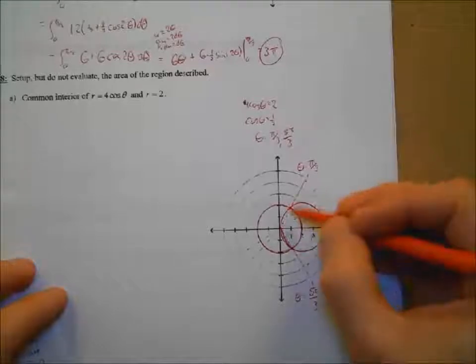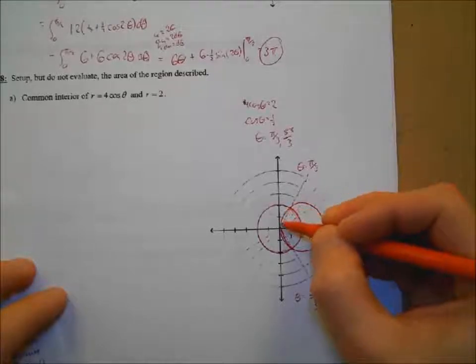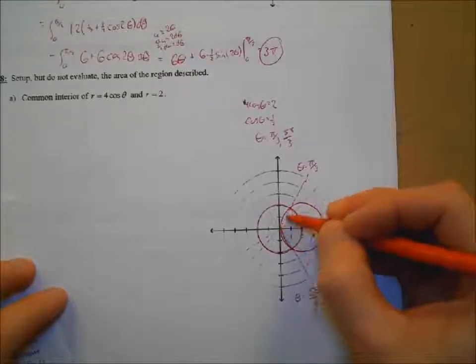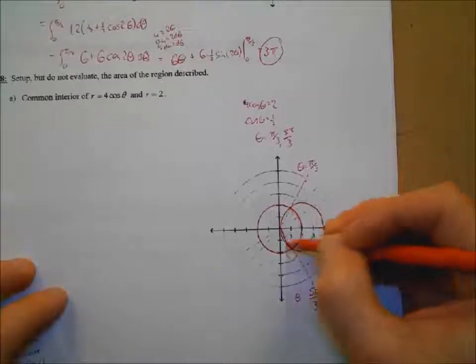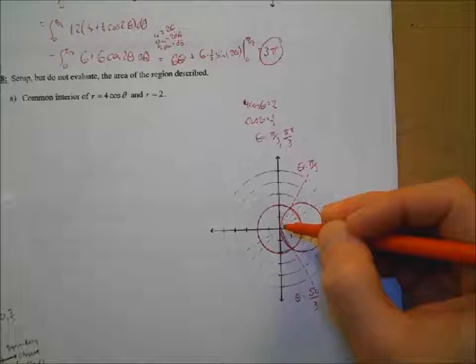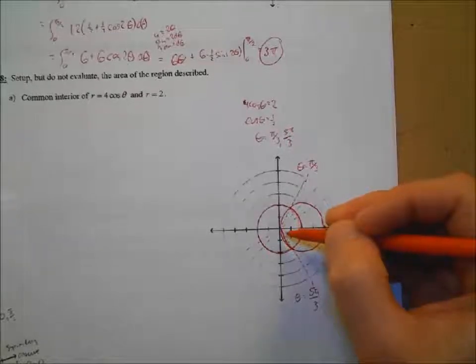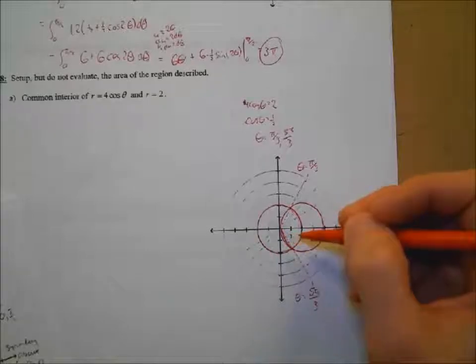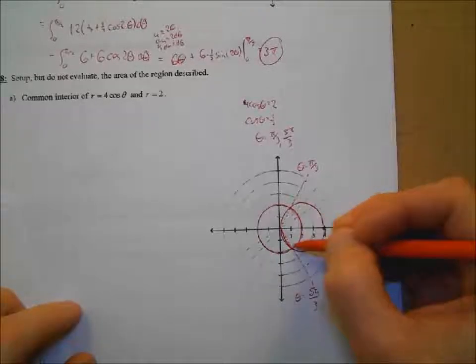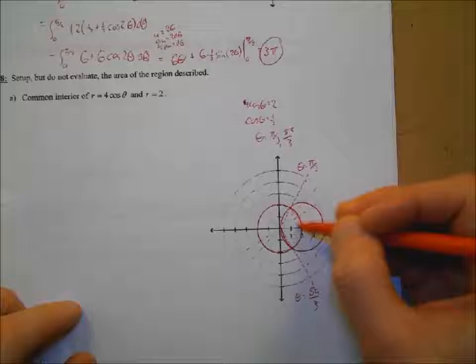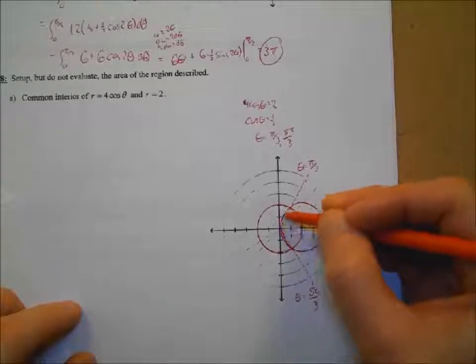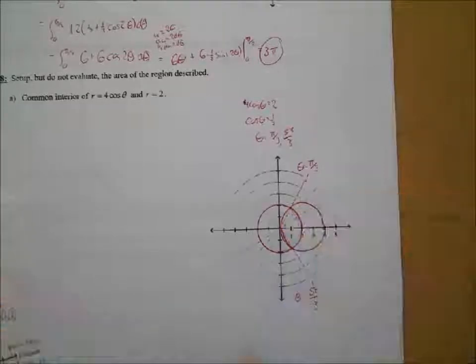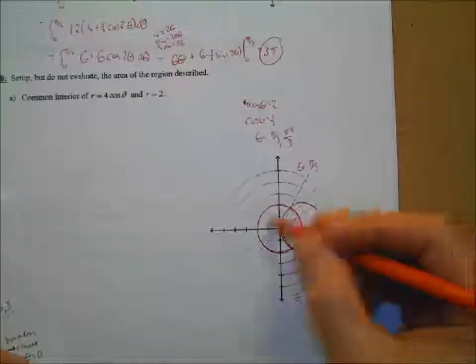But then we have this teeny sliver right here that goes beyond that pi over 3. And in that case, the outer curve is the 4 cosine theta. But again, still no inner curve. So in this case, we're actually going to subtract an outer area minus an inner area. We're just going to do the area of this wedge right here, and then add to it this teeny sliver right here. And again, I'm going to utilize symmetry here just because I think it makes things easier.